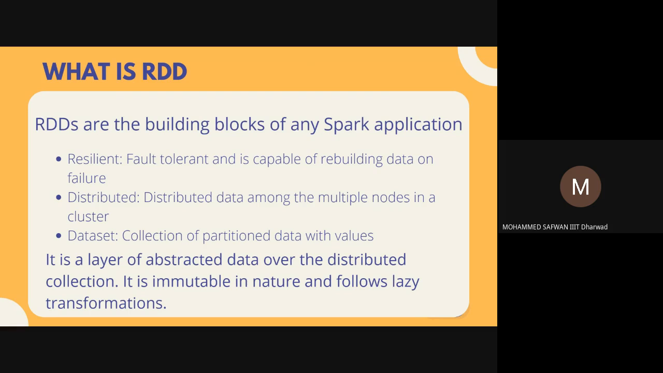And from this, we can reach a conclusion that RDD is a layer of abstracted data over the distributed collection. It is immutable in nature and follows lazy transformations. And immutable means an object whose state cannot be modified after it is created, but can surely be transformed. Next slide.